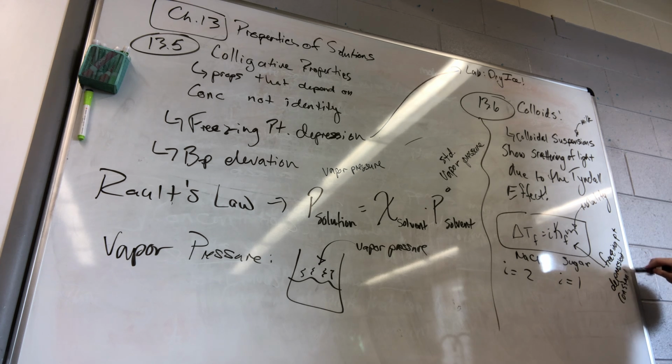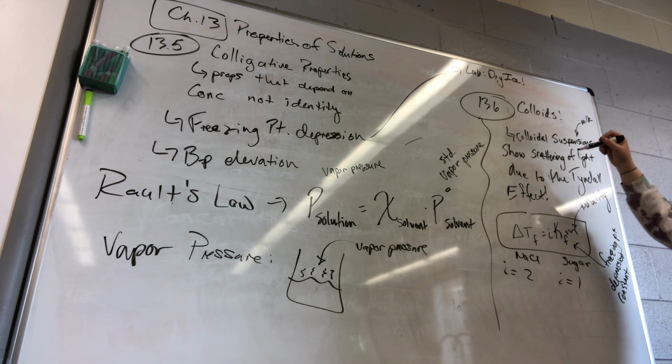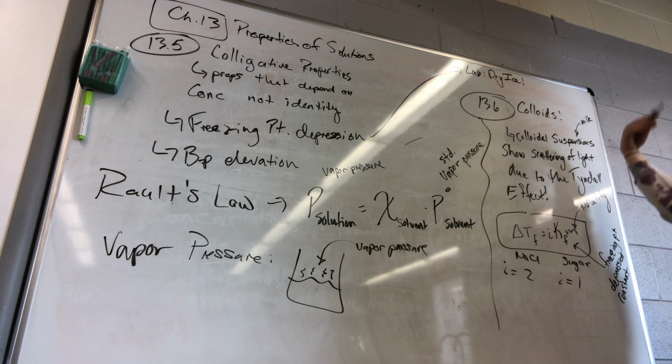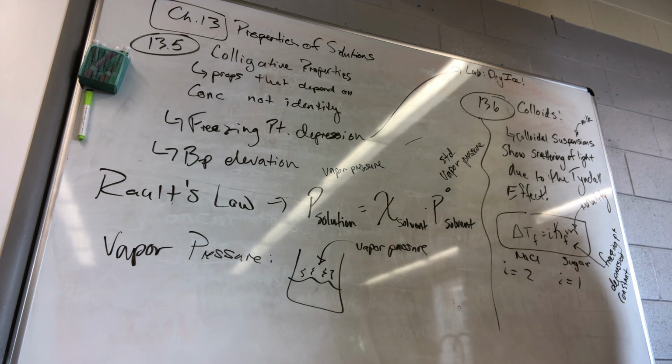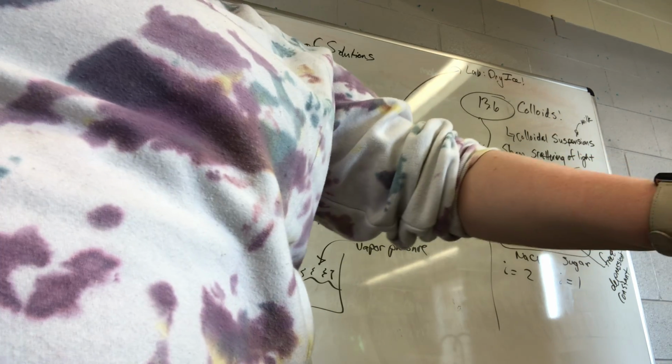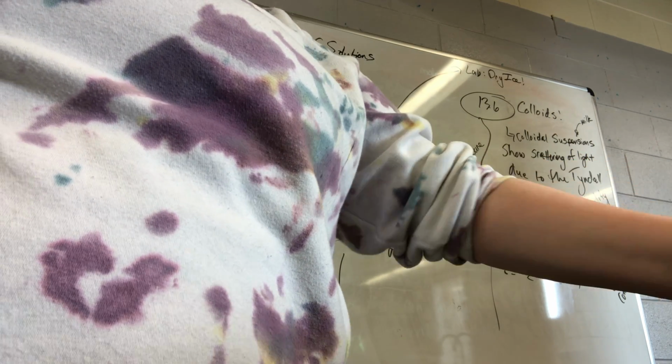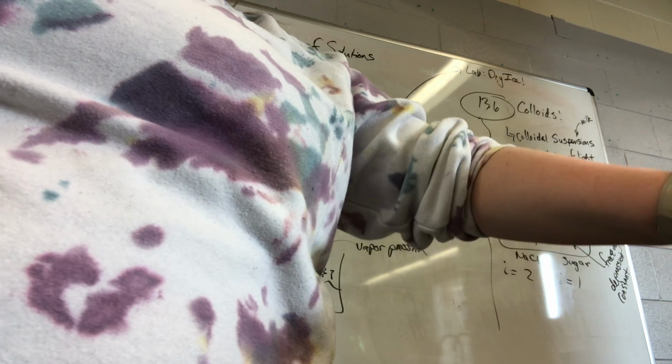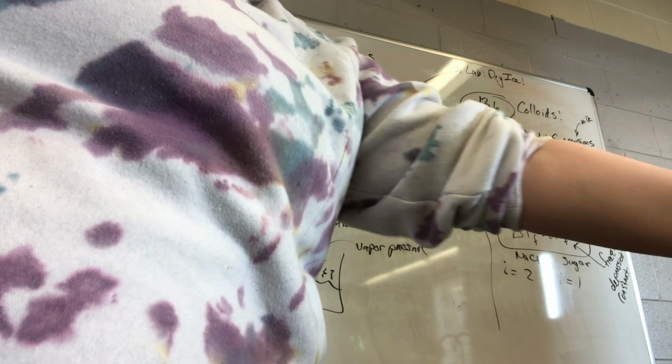Remember that anytime we see a capital K, you probably have to get a constant or pull a constant from somewhere. Wait, is that a capital K? That is capital K, but it's the freezing point depression rate constant. You technically didn't know about rate constants until chapter 14.